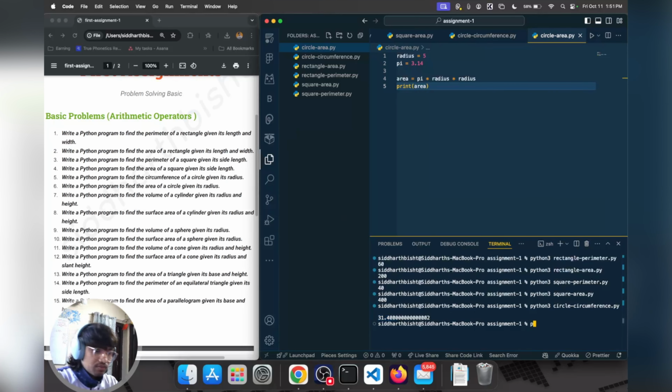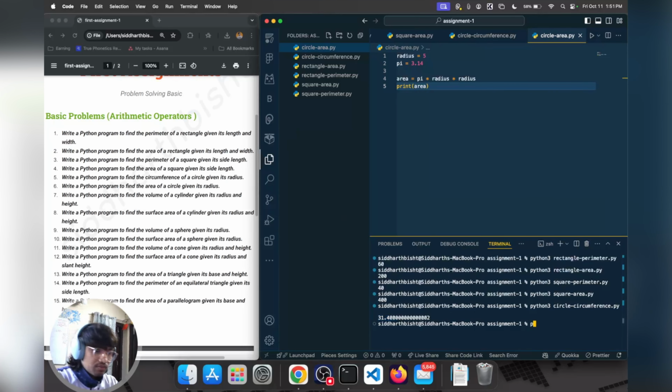Next, let's try the other problem. I think it's the 7th one. Write a Python program to find the volume of a cylinder given its radius and height. Okay, so cylinder volume.py.